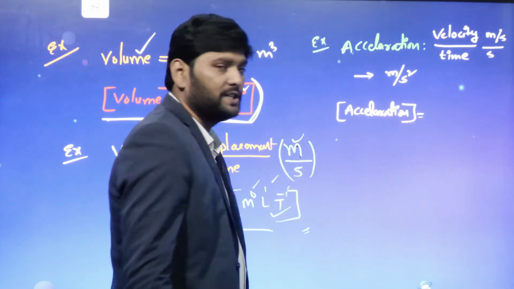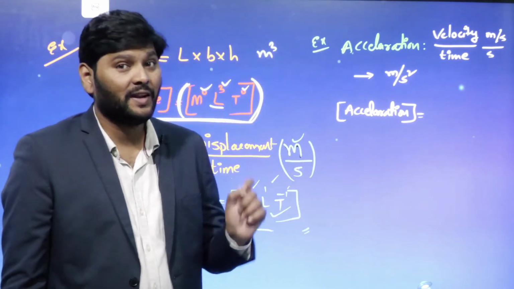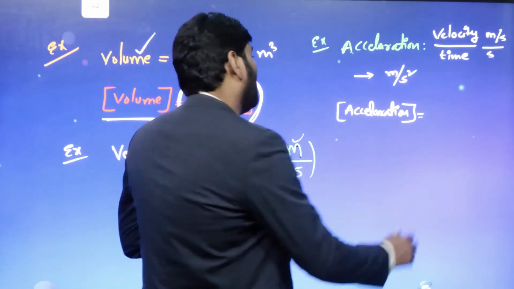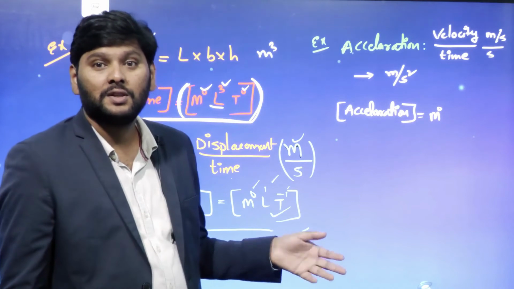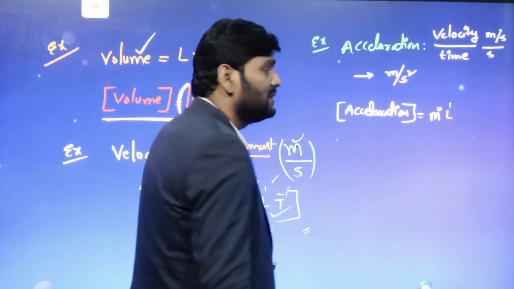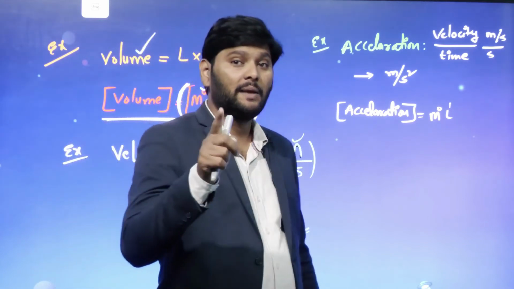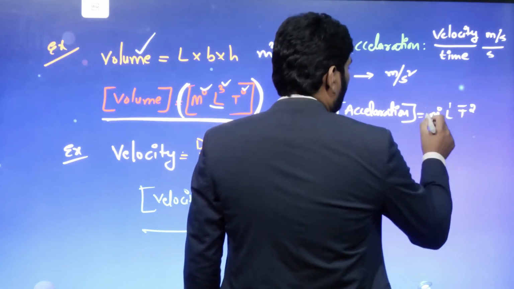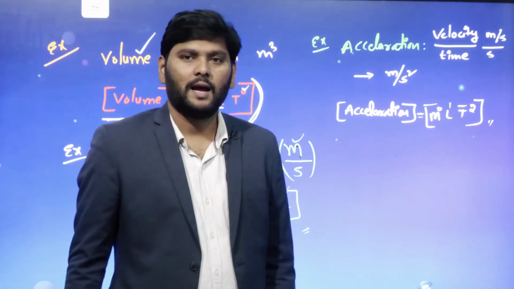So now, this acceleration, how much is the mass contribution? There is no mass contribution. Then when no mass contribution is present, how much is the power raised in the dimension formula? The power raised in the dimension formula is 0. How much is the length contribution? So how much is the length power raised? The length power is raised by 1. Similarly, how much is the time power raised? Time power is raised by -2. So that time power is -2. This is the way we can express the dimensional formula for acceleration.